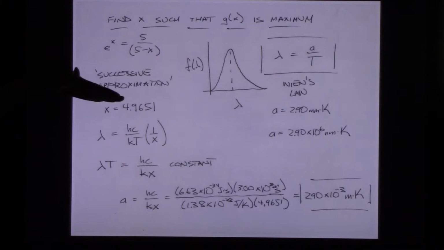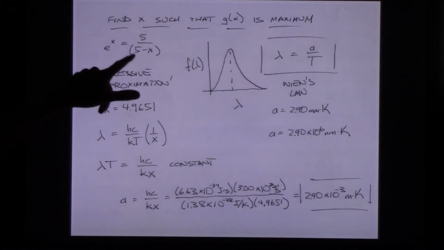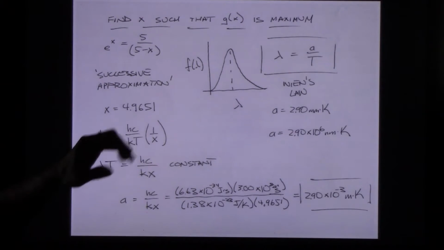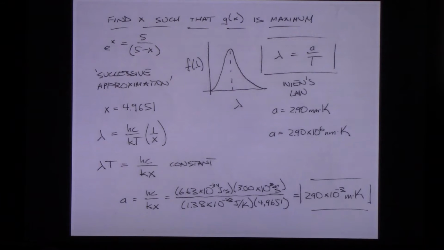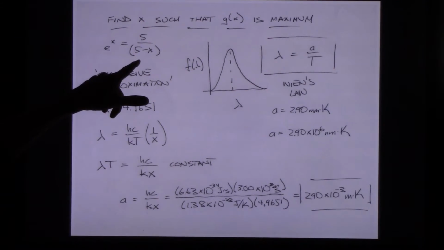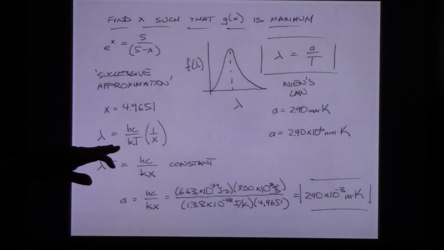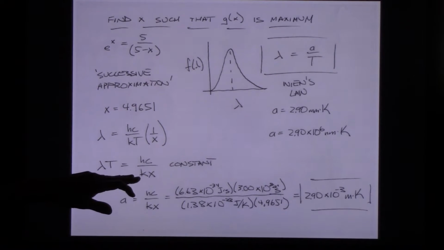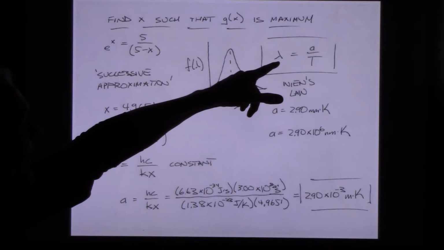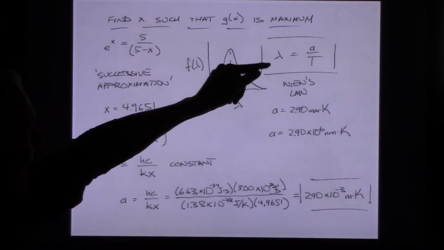And anyway, so I programmed my calculator and it says the solution to that, the condition such that the function hits a peak, is to set x equal to 4.9651. I kept that many sig figs. So that's just a numerical solution to this condition. And I plugged that back into my wavelength formula. And I rewrote this as lambda times T because that's what Wien's law looks like. Here's Wien's law right there.